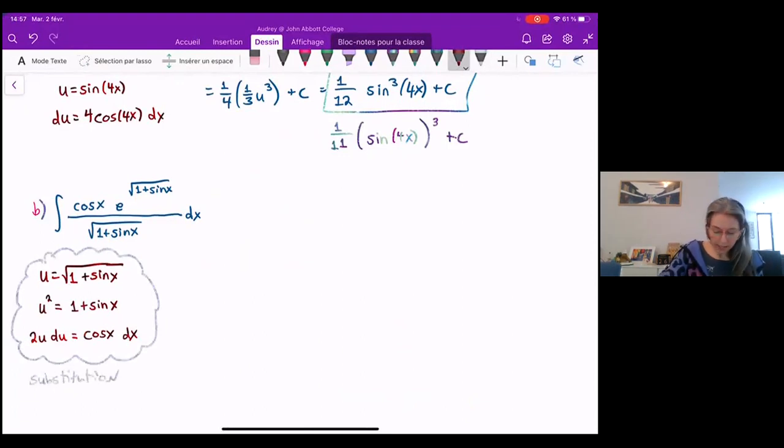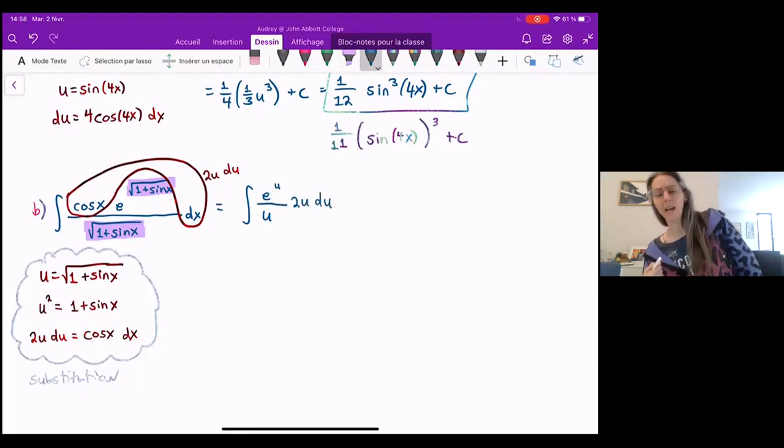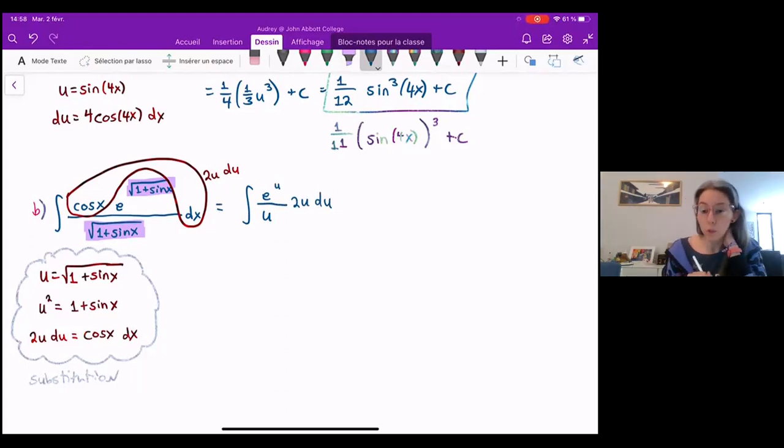So that cosine x dx, good news, I have it there. That cosine x dx, it's not replaced with du, it's replaced with 2u du. And then I know that my u is equal to the square root of 1 plus sine x. So when I have a square root of 1 plus sine x, that's what's going to be replaced with u. So I will have e to the u over u, and then that cosine x dx, that's 2u du. Be really careful about that. It's really easy to accidentally just replace it with du.